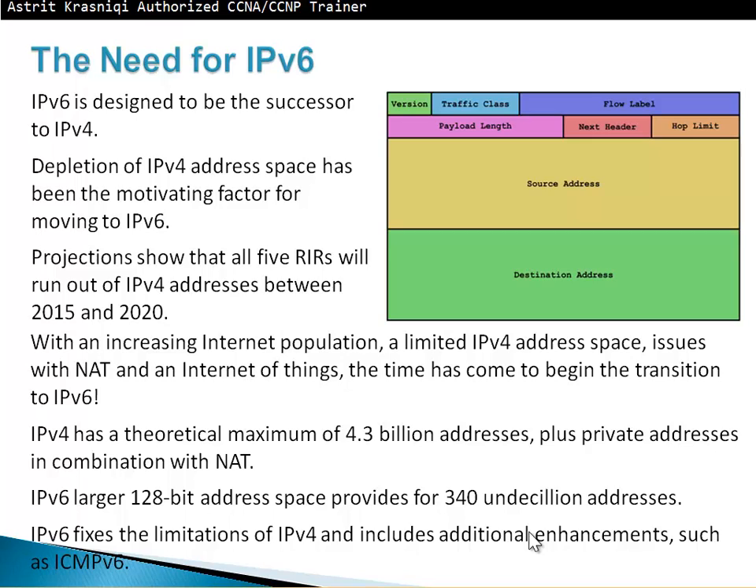IPv4 has a theoretical maximum of 4.3 billion addresses, plus private addresses in combination with NAT. IPv6 has a much larger 128-bit address space and provides for 340 undecillion addresses. IPv6 fixes the limitations of IPv4 and includes additional enhancements such as ICMPv6. Look at this, this is the IPv6 header. When you look at it, it has a quite large source and destination address space because it is using 128 bits instead of the 32 bits of IPv4.